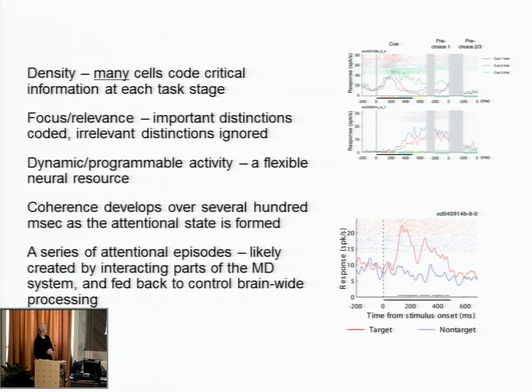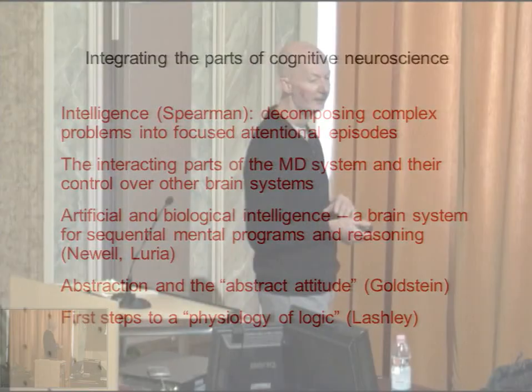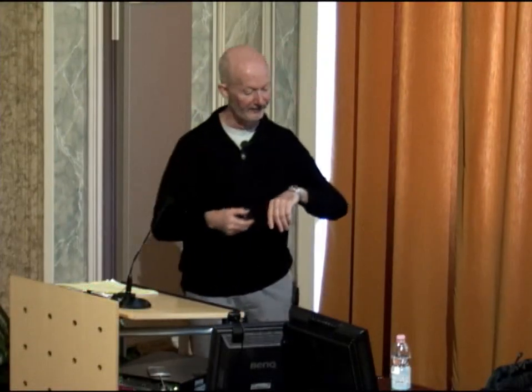I didn't explain this one, but this is just another example of even more common selectivity in our task. Here the activity of an example cell is plotted as a function of time from presentation of a choice stimulus, not the cue, but the later choice stimuli in the sequence. Strong response to targets, no response at all to non-targets. Very common pattern. So you'll be happy to know that we have come to the end.